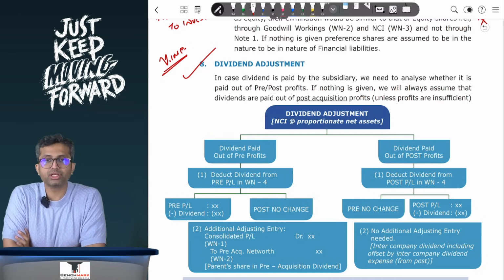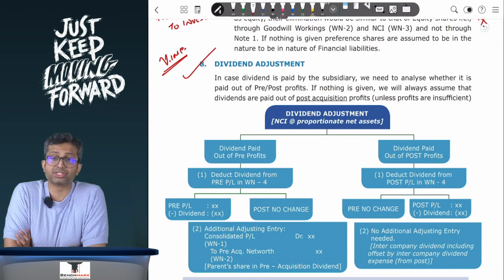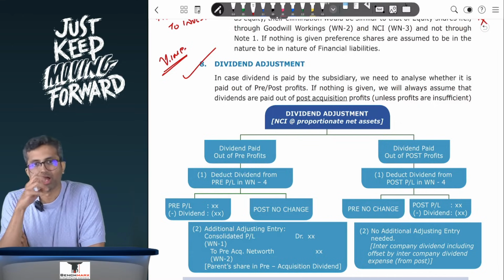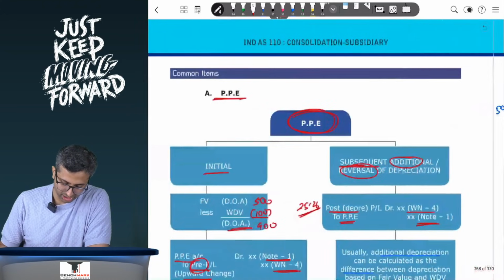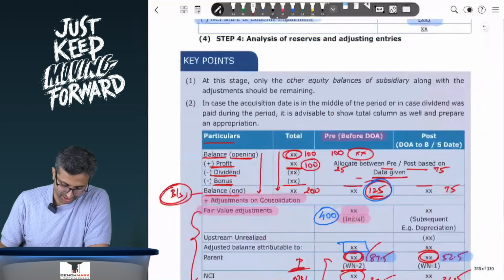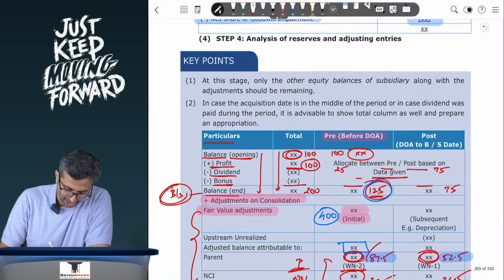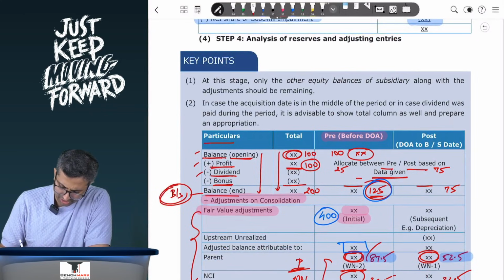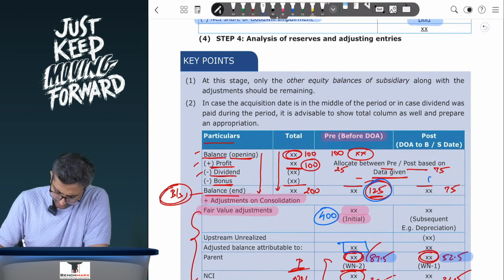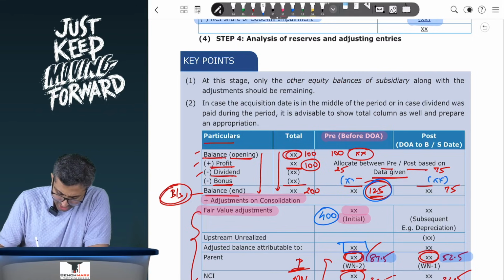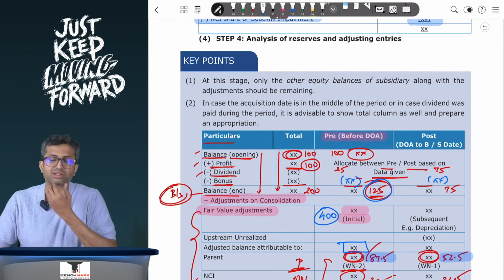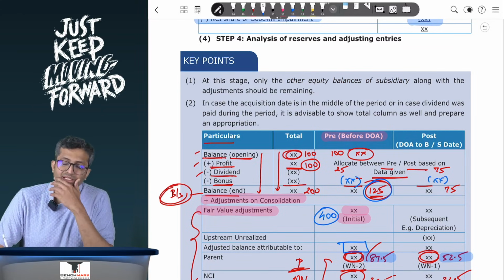Well, if dividend is paid out of post-acquisition profits, while you are preparing working note 4, you will take the balance plus profit minus dividend. If it is paid out of the post-acquisition profits, you will just subtract it from the post-acquisition section. If it is paid out of the pre-acquisition profits, you will just subtract it from the pre-acquisition section. That's about it.